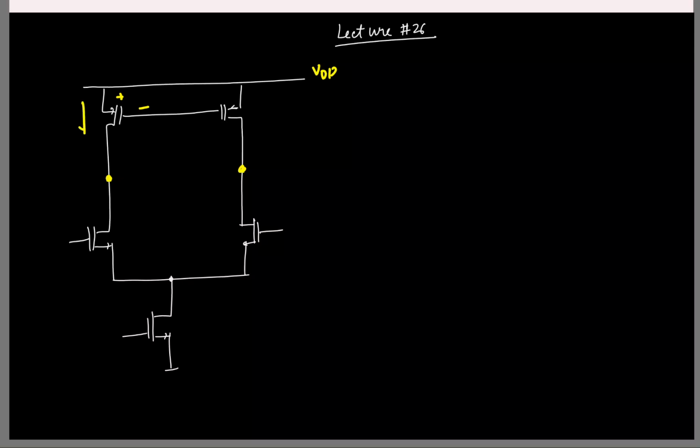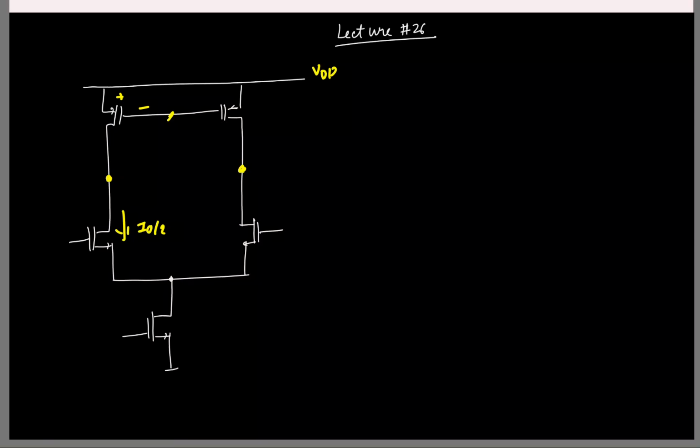What is the current flowing here? If this is I naught, this current is I naught by 2, but who is fixing this current to be I naught by 2? This is a separate current source, another current source. How can they be equal? This is what we have been looking at, right? See, we have two current sources here.